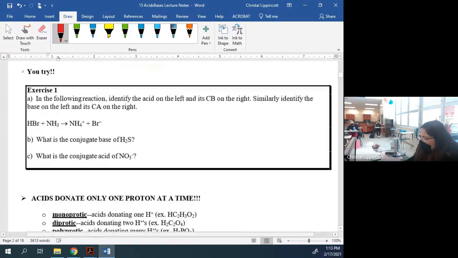So in the following reaction, identify the acid on the left and its conjugate base on the right, and identify the base on the left and its conjugate acid on the right. So figure that out here. And then you need to write these reactions when these are placed in water for these other two and see what happens. And then identify those things.